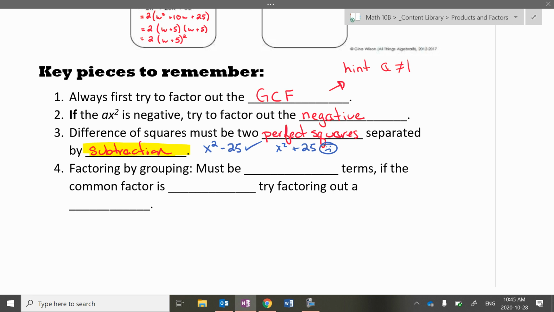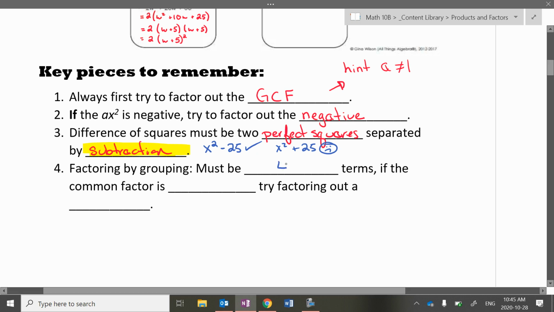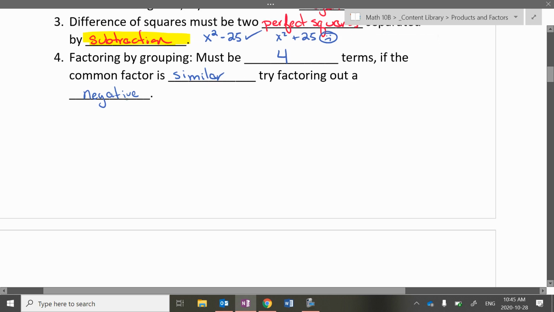Factoring by grouping, you must have 4 terms. It has to be 4 terms. If the common factor is similar, try factoring out a negative. What that means is basically change all the signs.